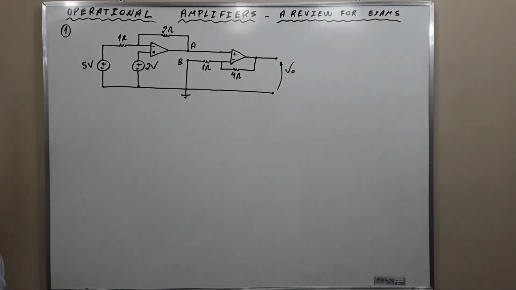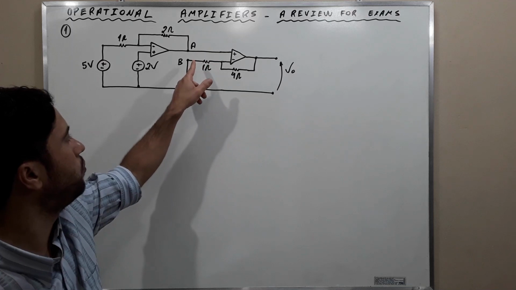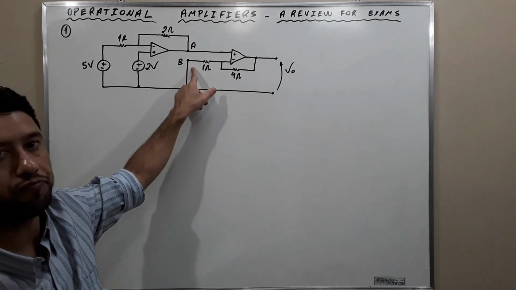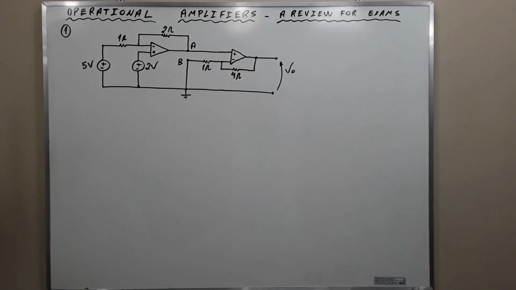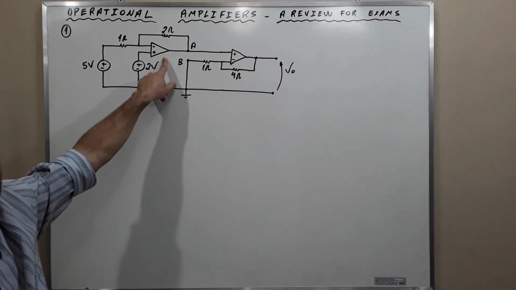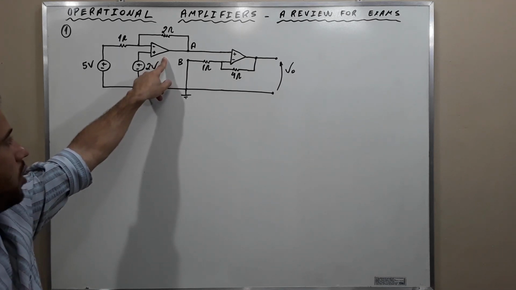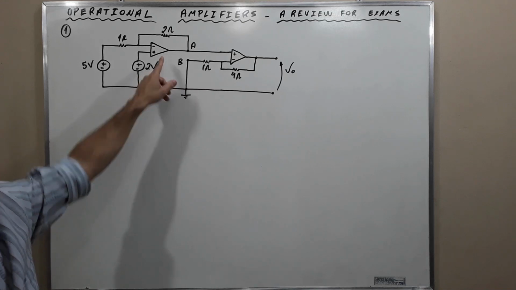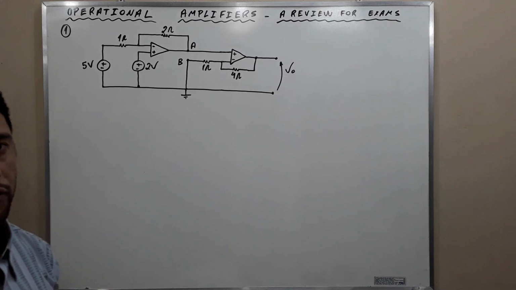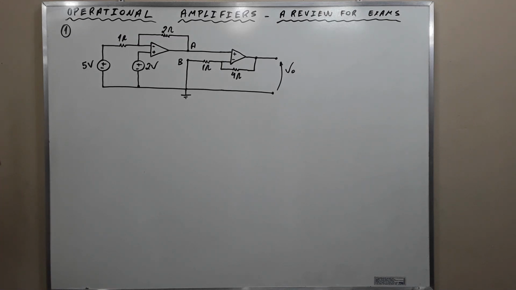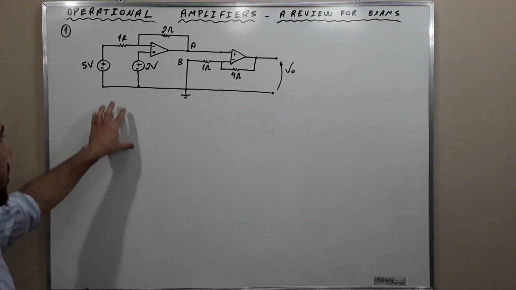The voltage between points A and B can be found by applying superposition in the first op amp. Let's consider the first op amp first. We are interested at first to find the voltage between points A and B, and to do so, we are going to apply superposition.